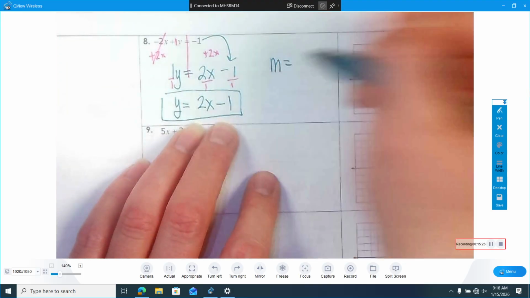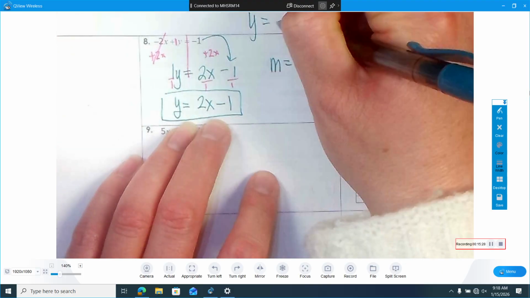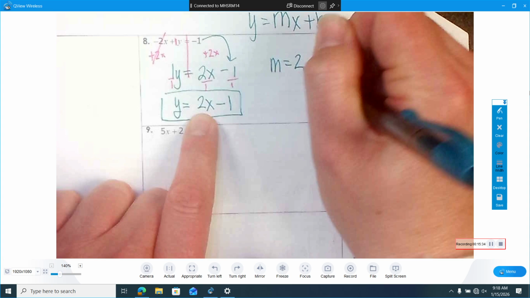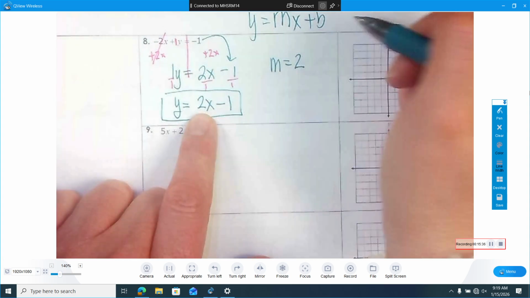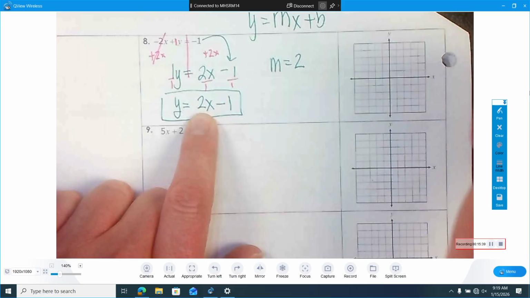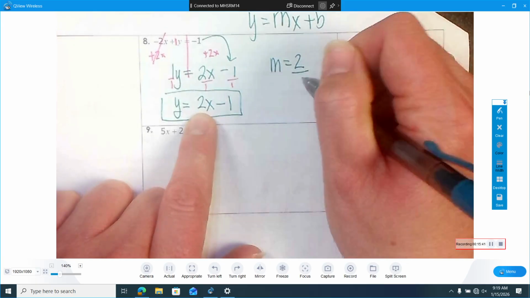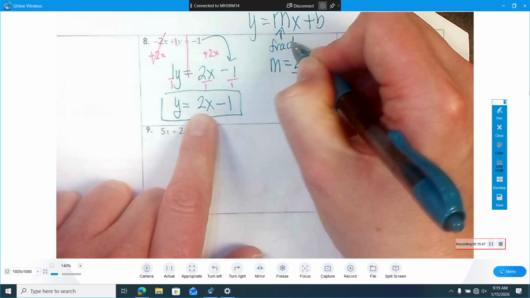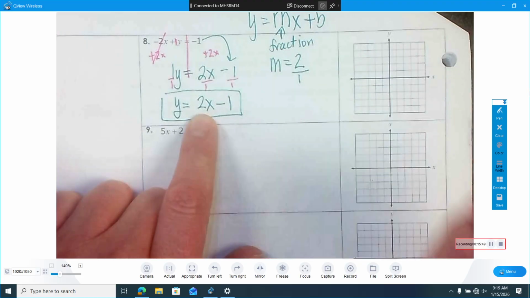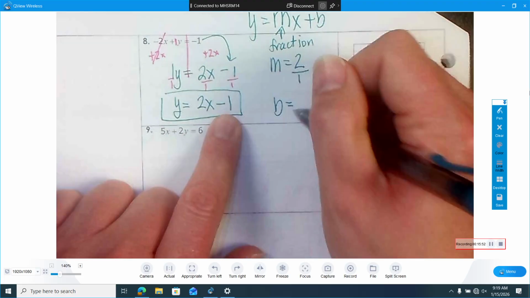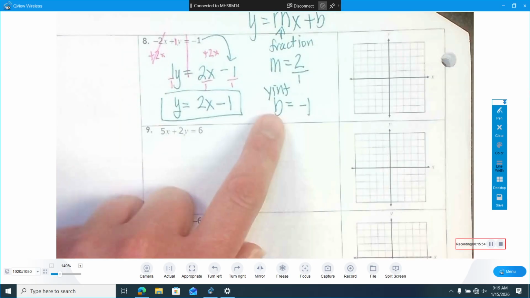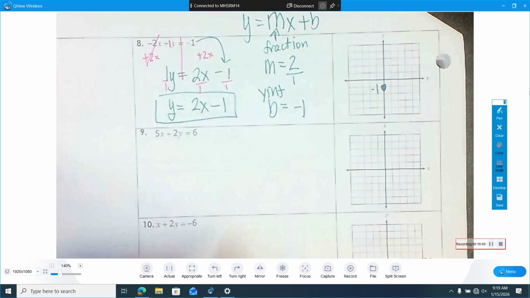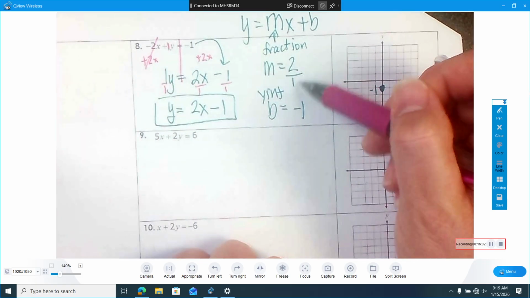All right, 2x and the negative 1. What is my m? mx plus b. M is the number in front of the x, so it's 2. But I always want it as a fraction, so what should it be? 2 over 1. Always, always. We want it as a fraction if it's not already there. And then what's my b value? Negative 1. That's my y-intercept. That's where I begin. So I'm going to begin on my y-axis at negative 1. And then what does my slope of 2 over 1 tell me to do?